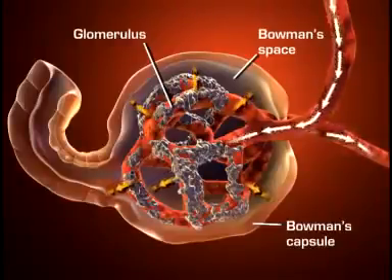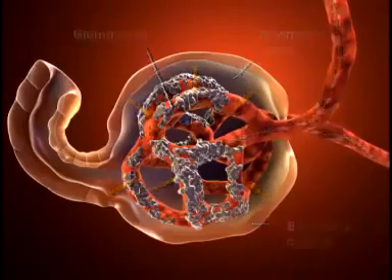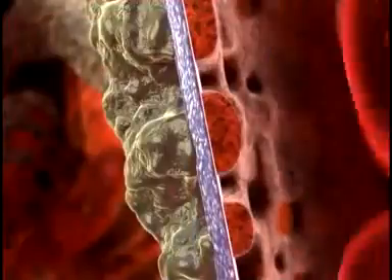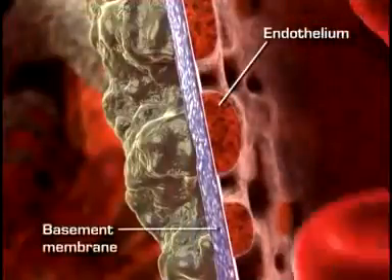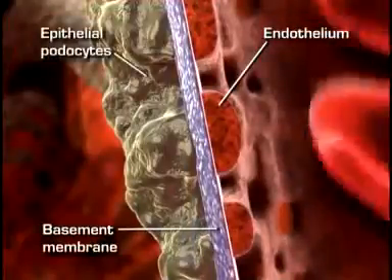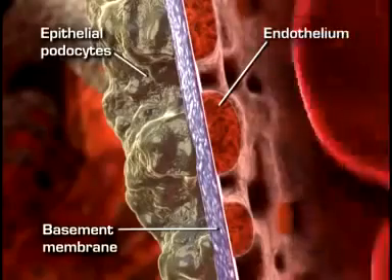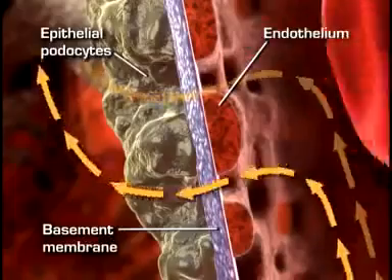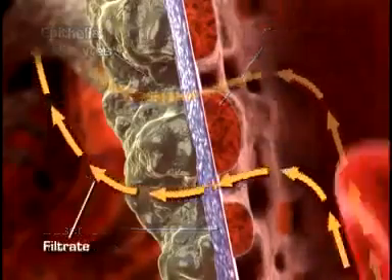Plasma-like fluid is filtered from the capillary blood into Bowman's space through the glomerular filtration membrane. The glomerular filtration membrane consists of 3 layers of capillary wall: the endothelium, the basement membrane, and the epithelium. This membrane allows some particles from the blood to pass through, but not all. The fluid that is filtered from the capillary blood into Bowman's space is called filtrate and forms the primary urine.